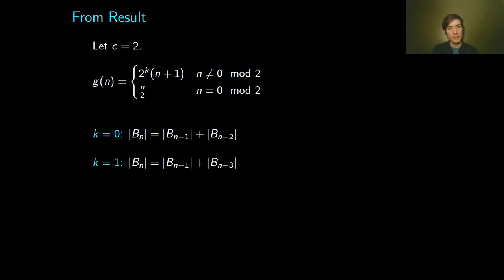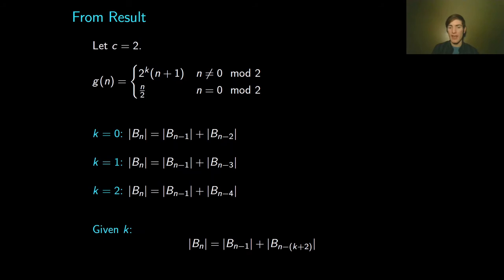We already solved that. k equals 1, we have n minus 1 and n minus 3 appearing. k equals 2, n minus 1 and n minus 4. And as you might have guessed, given a k, we can show that it's just n minus 1 plus n minus k plus 2. So we get these nice two-term recurrence relations every time that a 2 shows up. Not bad. Let's let k equal a small value and see if we get anything that's equally as nice.